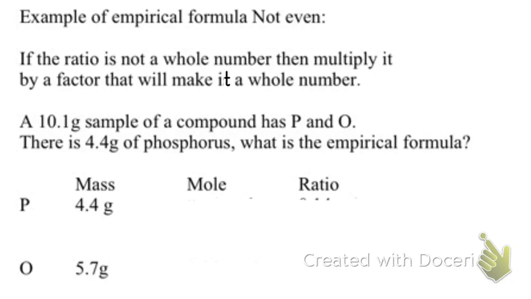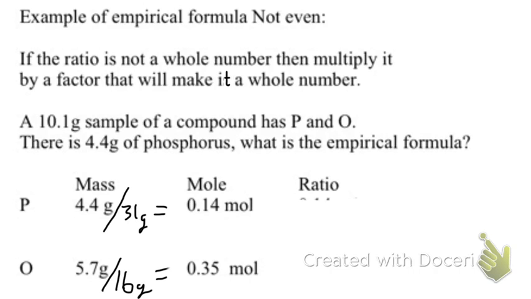Now that we have masses, we need to convert to moles, so we divide by the molar mass. Phosphorus weighs 31 grams per mole, so that's 0.14 moles. And oxygen weighs 16 grams per mole, so that's 0.35 moles. Now we have our moles and we need our ratio. The way we get our ratio is by dividing by the smallest mole value. 0.14 is smaller than 0.35, so we divide both by 0.14.